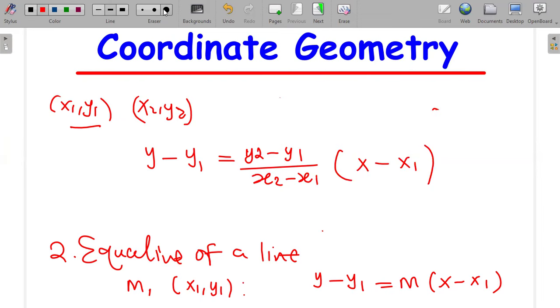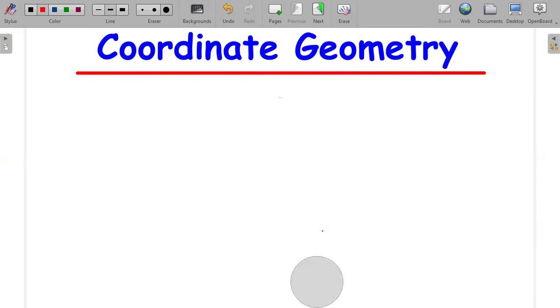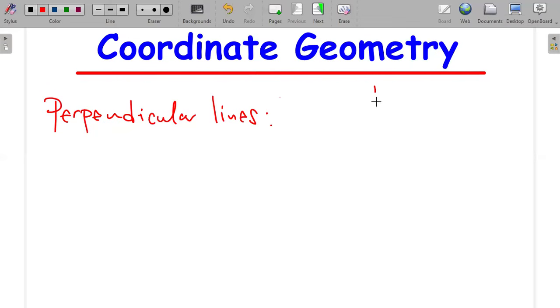The other concept is on perpendicular and parallel lines. If you have perpendicular lines, this simply means lines that are meeting at 90 degrees. So let's say I have a line like this, and then I have another line like this. You can see that between this line and this line, there's 90 degrees there. That's what we mean by perpendicular lines.